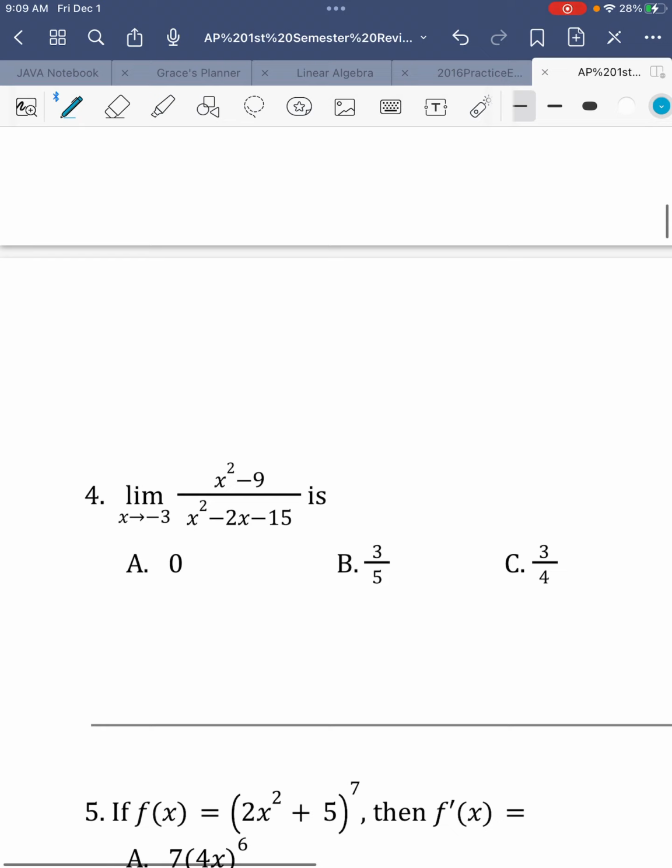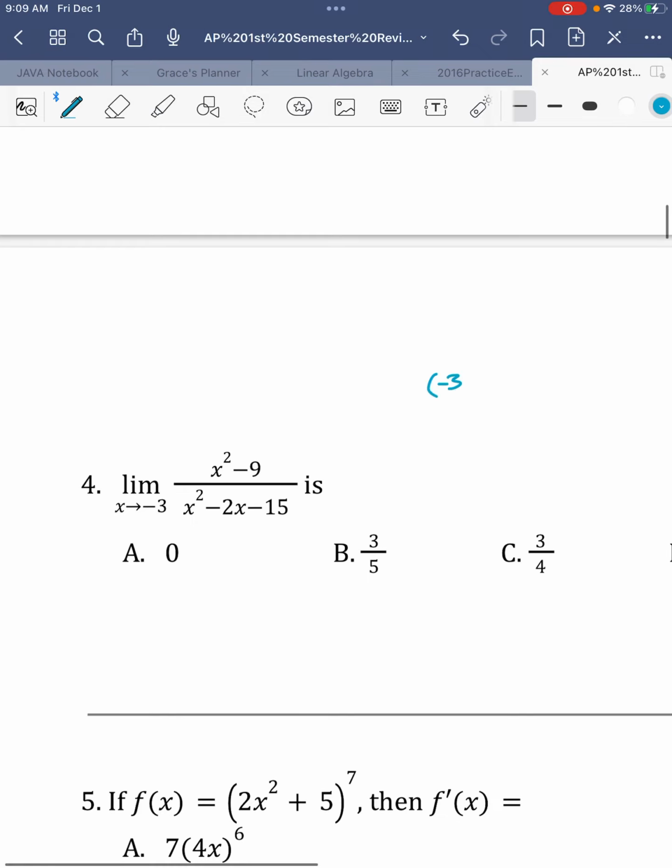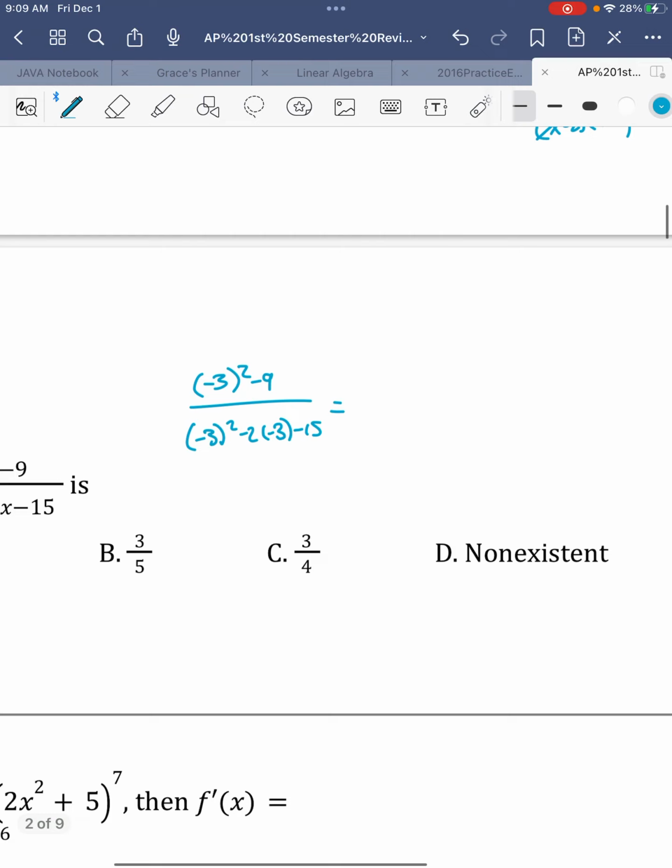All right, number 4, we've got the limit as x approaches negative 3 of x squared minus 9 over x squared minus 2x minus 15. So when you're taking a limit, first thing you always try and do is just plug in your number. So we would do negative 3 squared minus 9, and then negative 3 squared minus 2 times negative 3 minus 15. Negative 3 squared would be 9, so 9 minus 9.